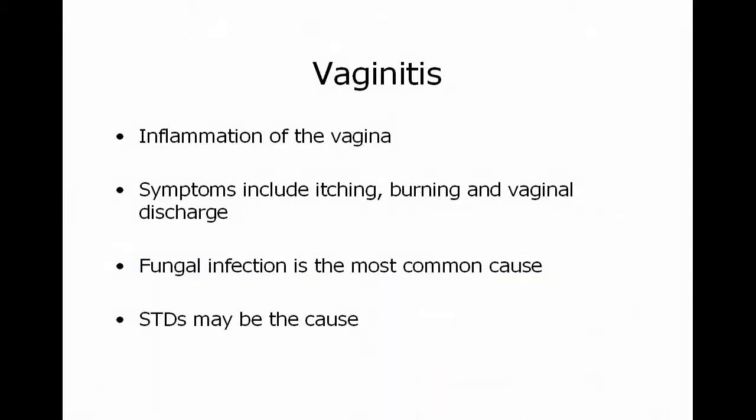The next condition to describe here is vaginitis, which is inflammation with infection of the vagina. Symptoms include itching, burning, vaginal discharge. The most common cause for the vaginitis is a fungal infection. Could be a sexually transmitted disease causing the symptom of vaginitis, so the treatment depends on the cause. And the cause can be specifically diagnosed with the cultures being taken of the vaginal discharge, and then appropriate antibiotics and treatment given from that point.